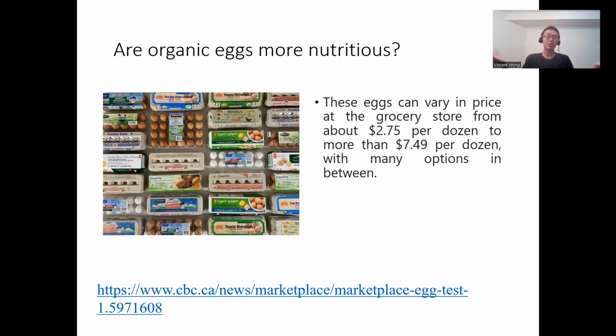But some people like to pay extra to get organic eggs. They can go as high as 7.50 for 1 dozen. And people buy organic food for different reasons. I'm not saying you shouldn't. You must have your own reason if you do that. But one reason people buy organic eggs is because they think it's more nutritious. They think organic eggs might have more omega-3, omega-6, omega-9 in it, and therefore it's worth the extra bucks.